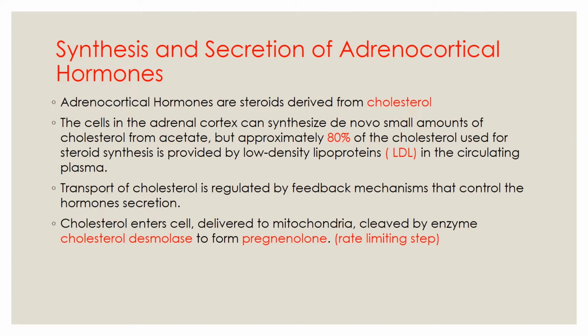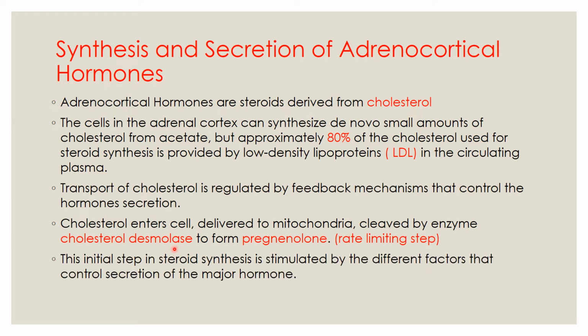Once the cholesterol enters the cell, it will be delivered to mitochondria, and there it will be cleaved by an enzyme called cholesterol desmolase, which then will be converted to pregnenolone. And this is the rate limiting step, the most important step, where most of the regulation of these hormones will exert its effects. This initial step is stimulated by different factors that control the secretion of these major hormones. For example, the secretion of cortisol is controlled by the level of ACTH. So how much ACTH will stimulate this step will control the level of the hormone.